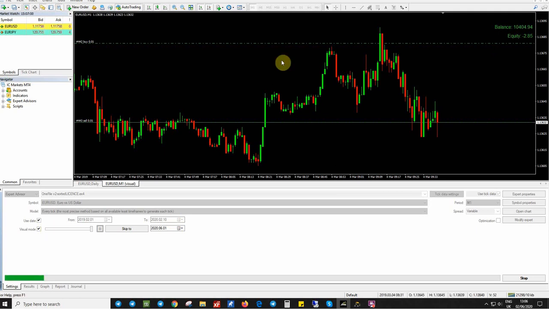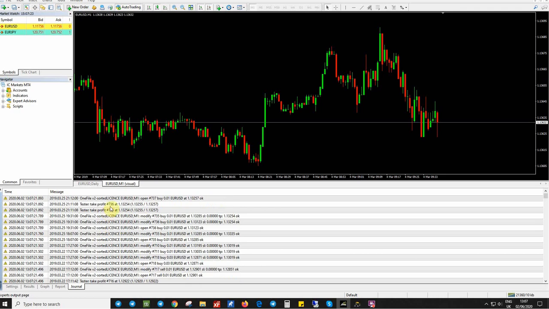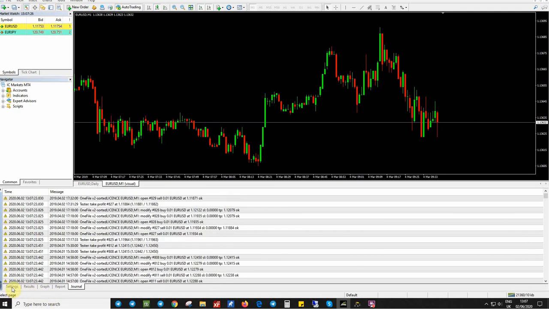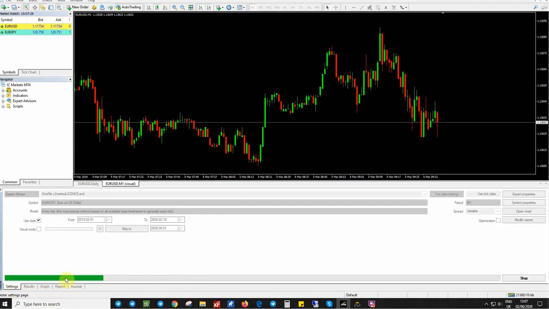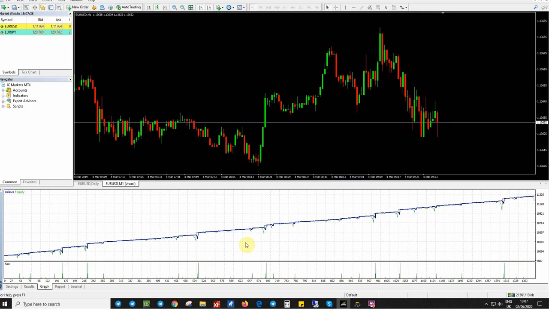So what I'm going to do now is I'm going to stop the test, and then I'm going to take it off visual mode, and then I'm going to run the test through, which will take 2 or 3 minutes. I'm going to run it through on a non-visual, and let's see what sort of results we get. And you can see it'll be going through the whole test there. And let's put it on the graph. You can see the graph growing now nicely for us.